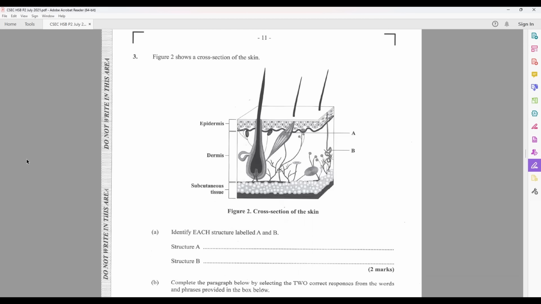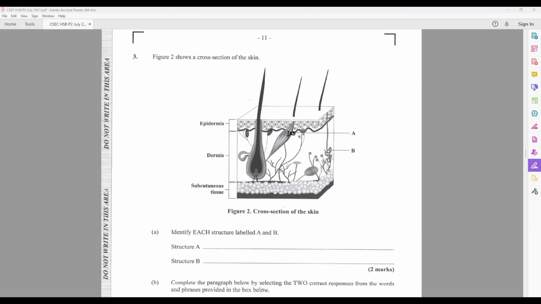On to question 3. If we are looking at the skin, as a topic it comes into play at excretion and homeostasis, which is section B, life process. So we are looking at the skin here, and they give a sample, a cross section of the skin, and they ask us to identify each structure labeled A and B of the skin.